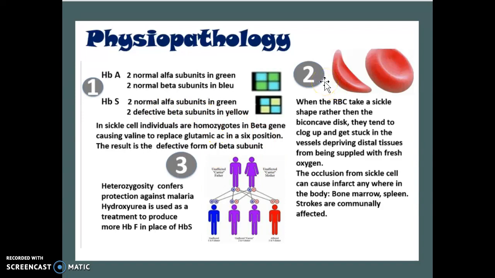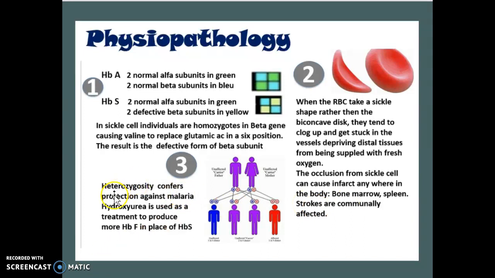Now, number two: when the RBC takes a sickle shape rather than the biconcave disc that it generally has, it tends to clog up and get stuck in the vessels, depriving distal tissues of fresh oxygen. So there's a lot of clogging and congestion. The occlusion from the sickle cells causes infarcts anywhere in the body. It could be the bone marrow or the spleen, and in some cases strokes are commonly affected.